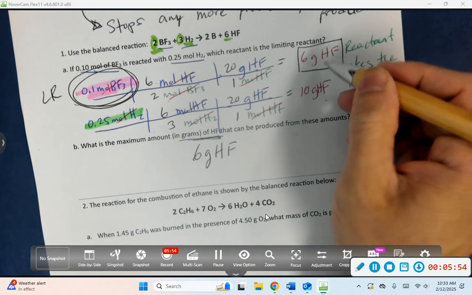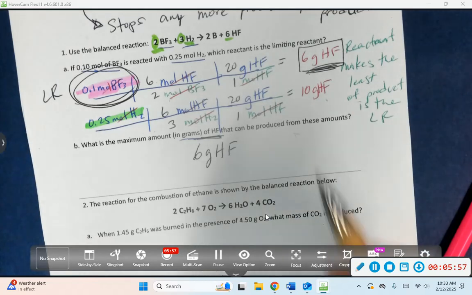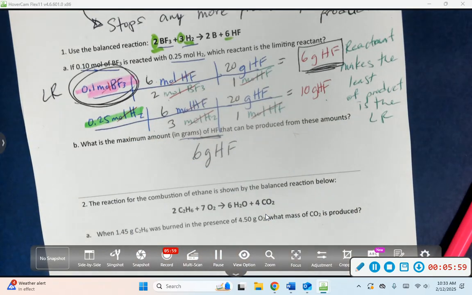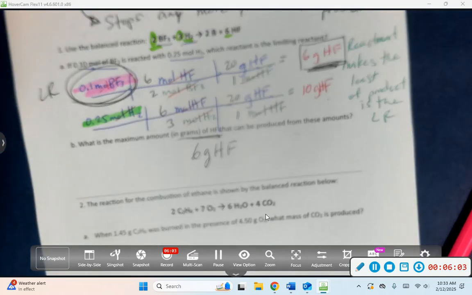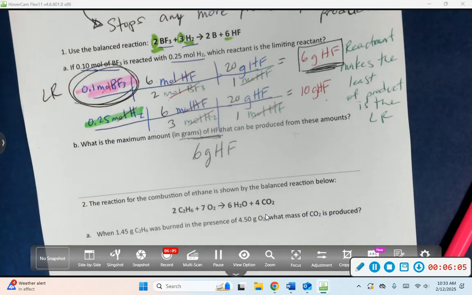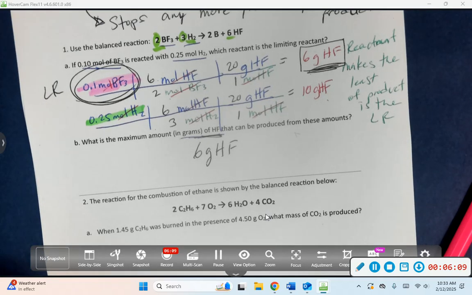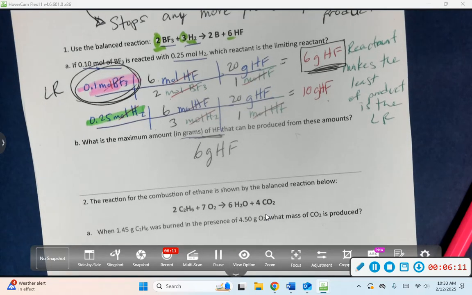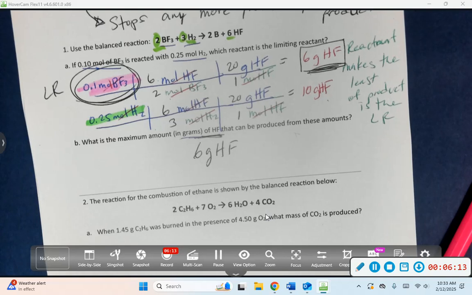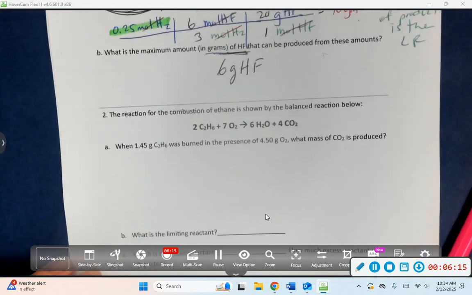The lesser is the answer. The starting material is the limiting reactant. Okay, so we set up 2 to see which one makes the least, and the one that makes the least amount is your limiting reactant. Okay, that should help you do number 2 here. I'll get you started on number 2 here.